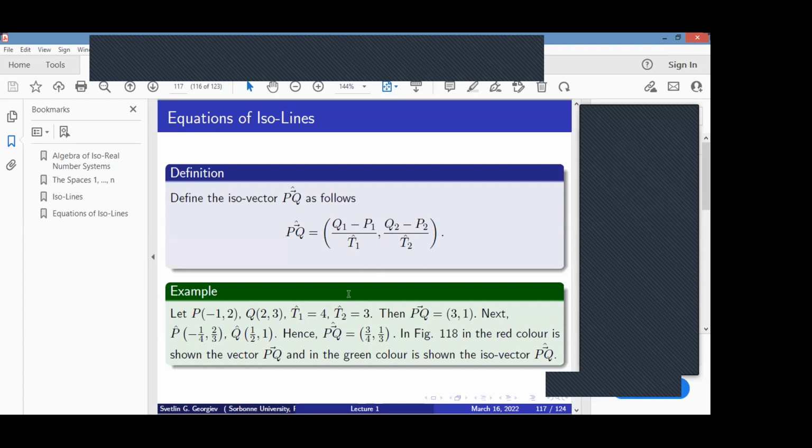So now we define this iso vector. Then we give an example because in the classical analytic geometry, we have equations for a line through a point and with a direction vector, and equations of the two-dimensional line through 2 points. Now we will consider the iso case, the iso line through 2 points. So now we consider 2 points P and Q, and these will be the isotopic elements head T1, head T2. The classical vector with ends P and Q is 3, 1. The iso vector is given this way. This iso vector is different than this vector.